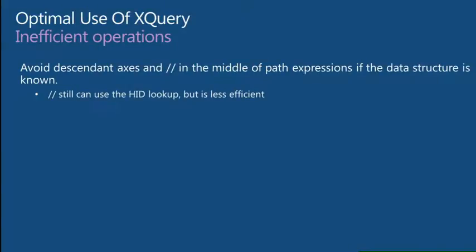There are other inefficient operations. If you're lazy and say /A//B, we are not able to use that HID entry. So make sure that you never have // in the middle of a path expression if you know what the data structure looks like. Don't be lazy, basically. You can be lazy by putting // at the beginning, though, because our HID index allows us to do a // lookup with a prefix lookup.